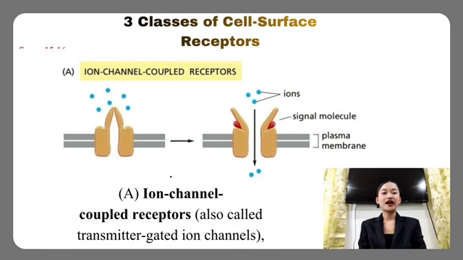Let's begin with ion channel coupled receptors, also known as transmitter-gated ion channels or ionotropic receptors. They are involved in rapid synaptic signaling between nerve cells and other electrically excitable target cells such as nerve and muscle cells. A signal molecule binds to the receptor, causing a channel to open and allowing ions to pass through.